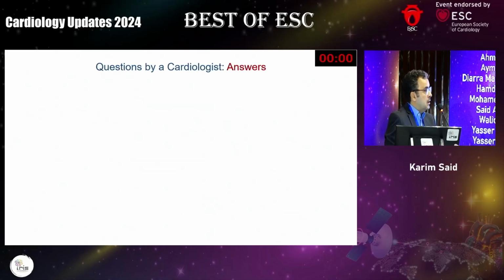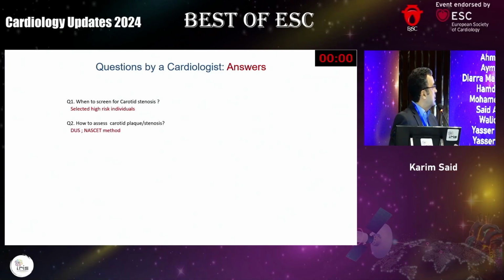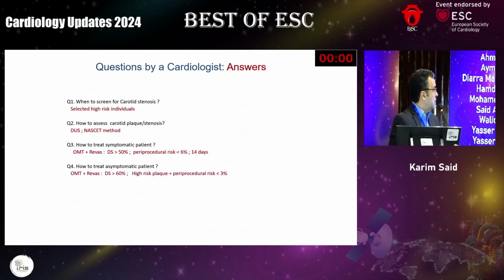So to conclude, here is a summary of the answers to the 6 questions. To screen only high-risk selected individuals. How to assess: sonography using the NASCET method. How to treat symptomatic patients: optimal medical therapy, and revascularization when the stenosis is more than 50% and the risk of the procedure is less than 6%, only within the first 2 weeks of the event.